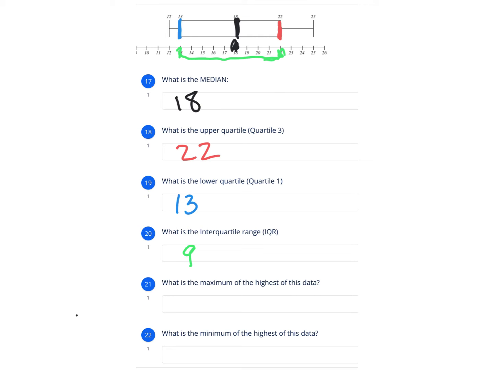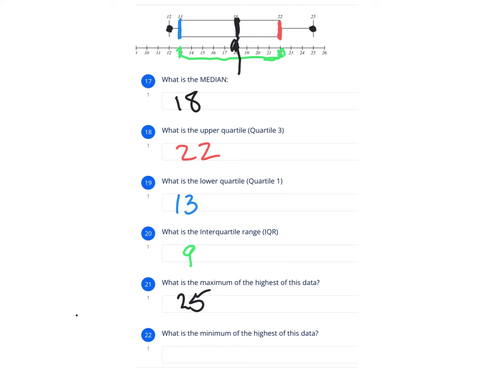Okay, it says what is the maximum of this highest data? So that means what number is the biggest out of all these numbers? And it's always going to be the whisker. Okay, so sometimes it's a dot, sometimes it's a line, but it's always at the very end. So in my case, 25 is the biggest number. And then the smallest number is going to be the whisker on the other end. Okay, and for me, it looks like it's on 12. That's my smallest number.